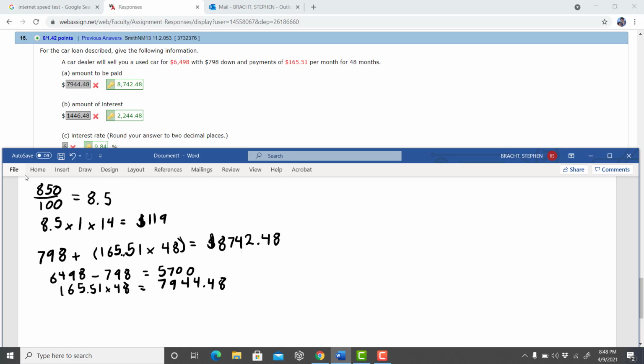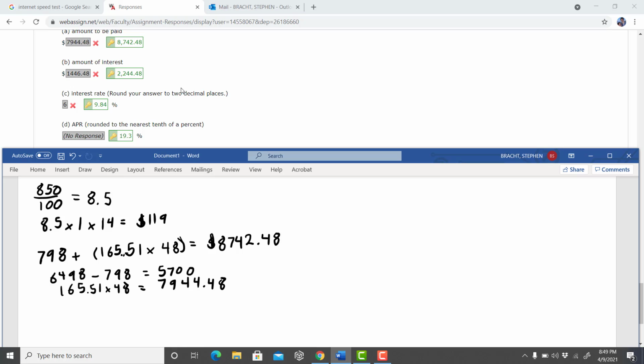So you would take the 7,944.48 and subtract 5,700. The answer's up there, 2244.48. So that's how you would find that, okay? Interest rate. How do you find the interest rate? Well, you'd use the simple interest formula. I equals PRT.